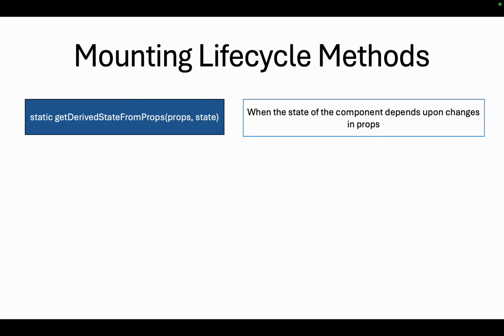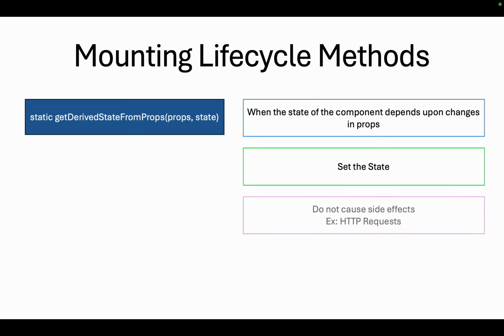As this is a static method, the this keyword is not available in this method. You can just return an object of state, either null or the object you want to set in your state. You can set the state through this method, and again, as I told you in the last tutorial, do not make any network call or load any kind of data in this method. It's not recommended.